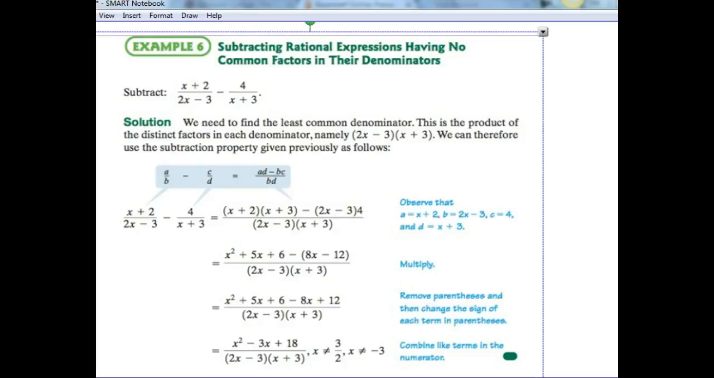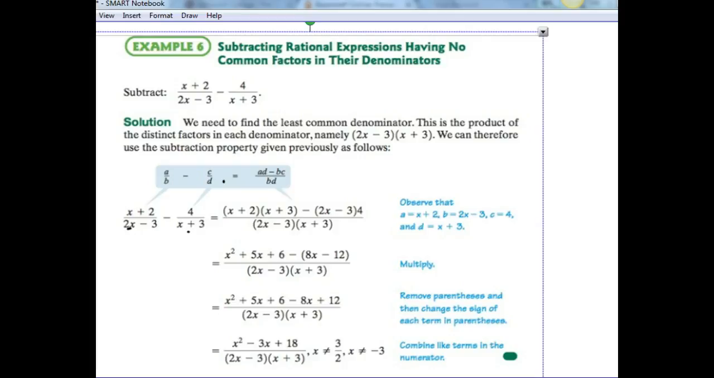In order to be able to add or subtract rational expressions, the denominators have to be the same. So what they're trying to say here in the blue is that this one is 2x minus 3, this one is x plus 3, and together we're going to combine those to become one big common denominator. Now, the top one, the x plus 2, was already over 2x minus 3, so what we have to multiply by is x plus 3 here.